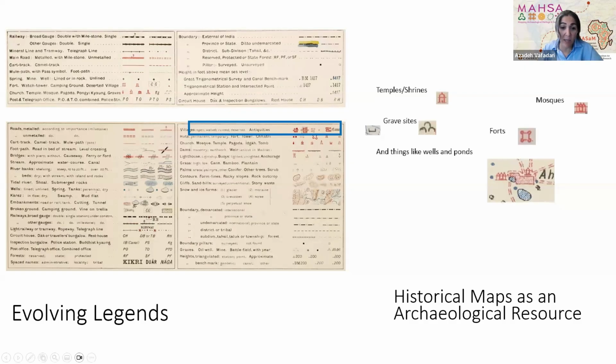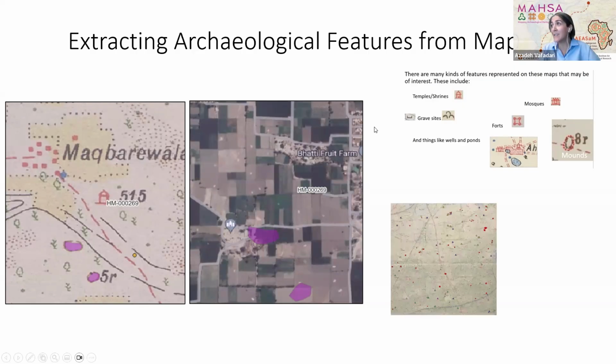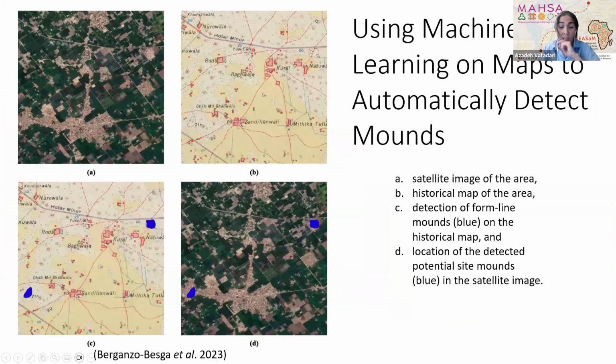And as I said, each map is different and you can find different features useful for your study. So what we do in MAHSA is we extract all of this information from the maps. We start to georeference them, then find the features on the maps, look at their actual location on today's imagery, and assess their condition and location.